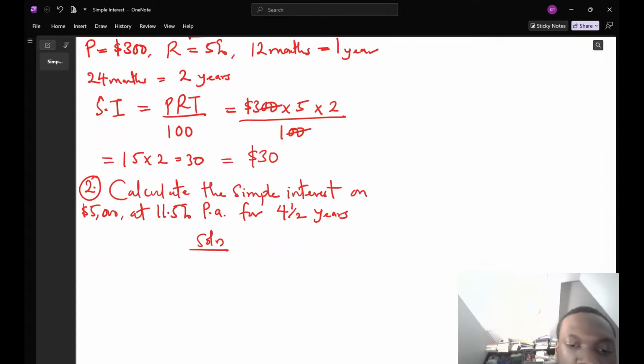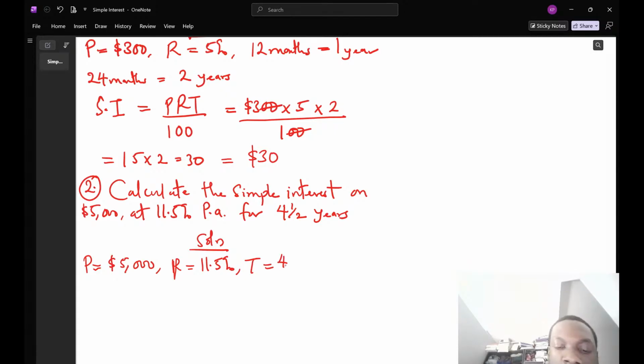So this is calculate the simple interest, and it says on $5,000. $5,000 is the principal. It says at 11.5%, that's the interest rate, R equals 11.5%. The time is 4.5 years. This is a mixed fraction, so let me convert it to an improper fraction. 4 times 2 is 8, plus 1 is 9, so that would be 9 over 2.